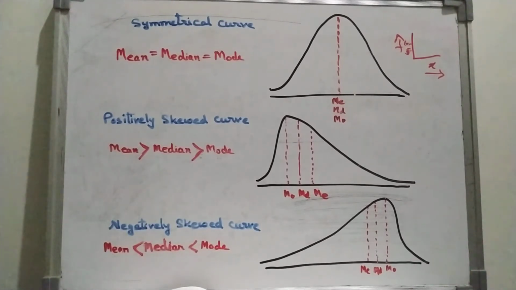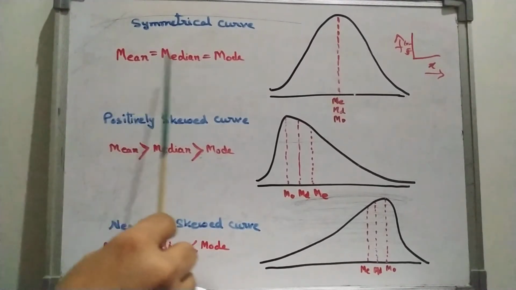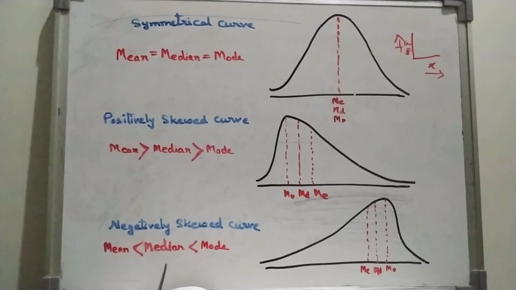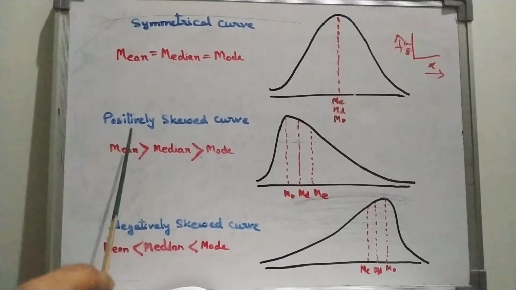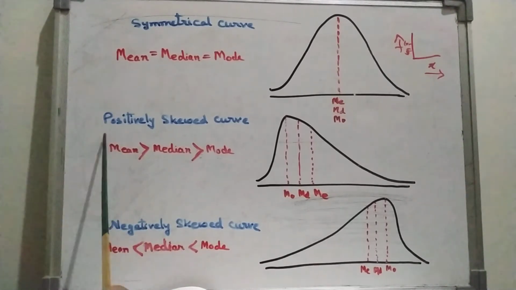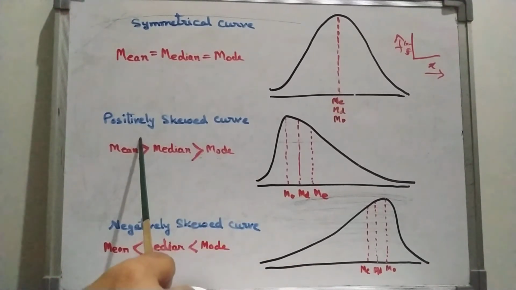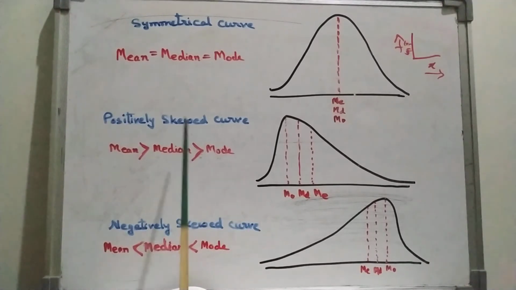An easy way to remember this is to write in the same sequence, mean, median, mode, and then put the symbol according to the figure. Here you first write the mode position, then the median and mean position. Symbolically this, and in figure it is this. Always remember, either from this you will get this figure, or from the figure you put the symbol like this.